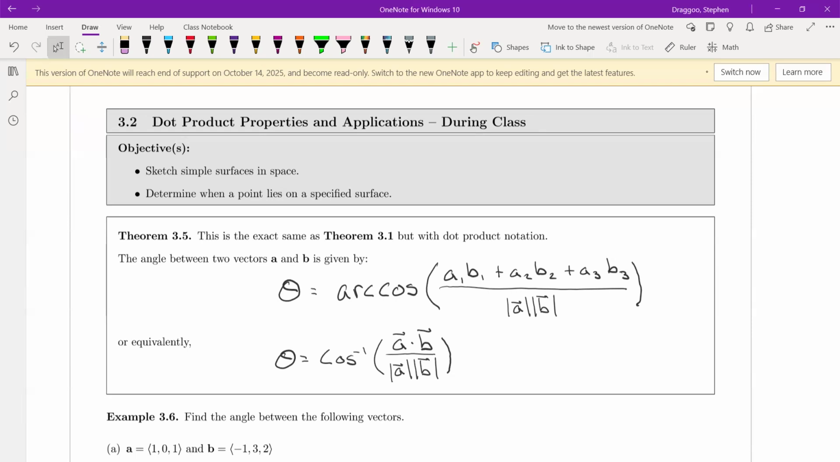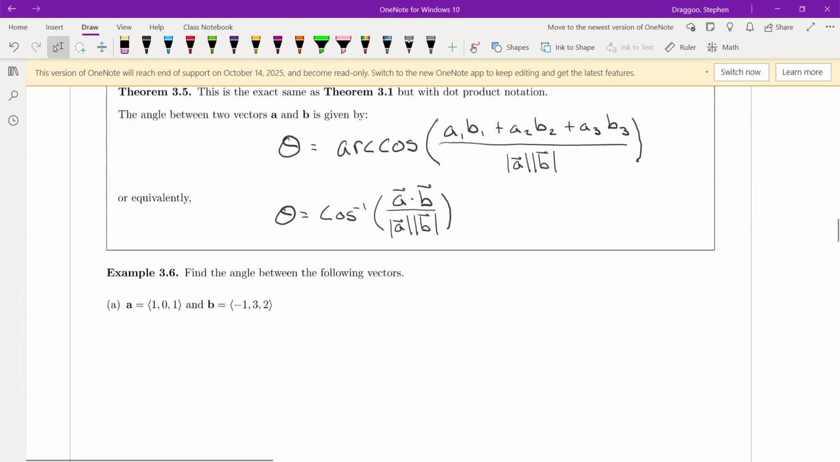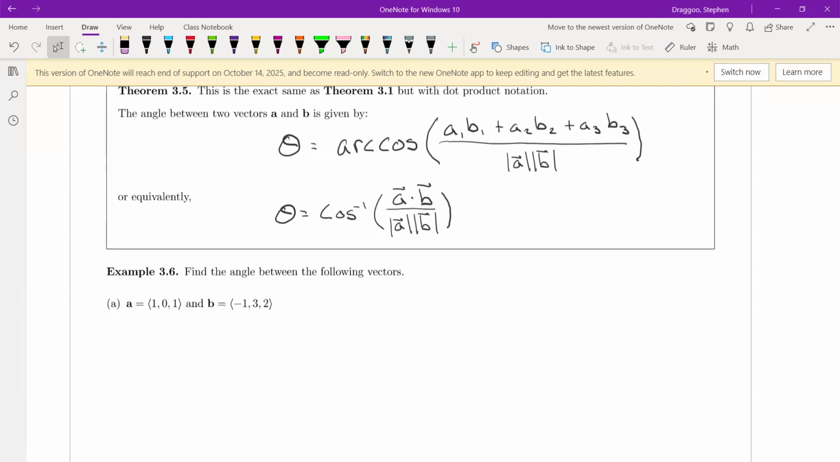Real fancy. Also, in case it's been a minute since you've seen the inverse trig functions, arc cosine and cosine inverse mean the exact same thing, so they'll be used interchangeably. Same thing with sine inverse and arc sine, or tangent inverse and arc tangent. Same function. So just as a reminder, both of those notations will work.